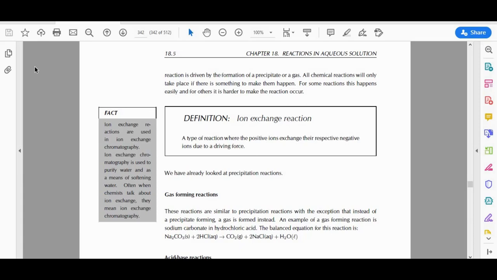Or the definition that I also had down here with me that you can't see, which I mentioned earlier. They are reactions in which cations and anions, which is positive ions and negative ions basically, exchange places or swap opposite partners. They swap partners with the opposite, basically.